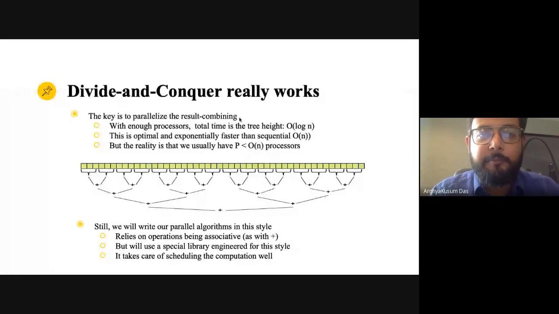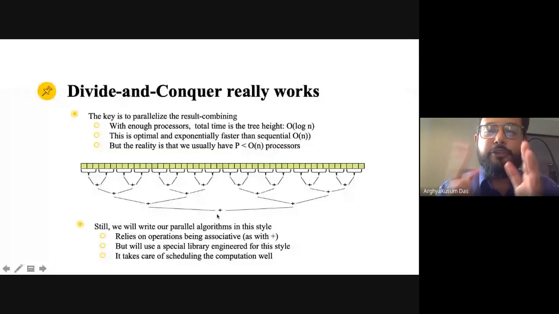With enough processors, the total time is the tree height, which is basically order of log n, assuming there are a total of n data elements and you are just using divide and conquer. So if there are n elements over here, the total height of the tree from the top level to the bottom level will be order of log n.